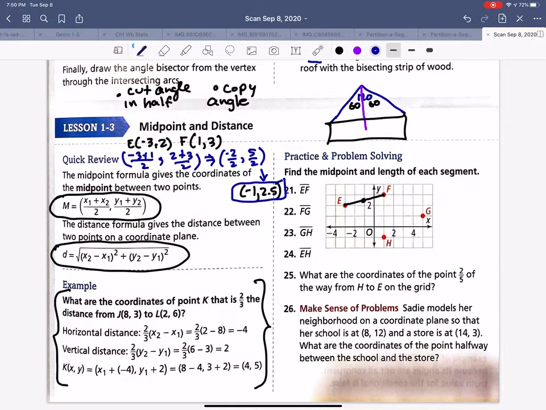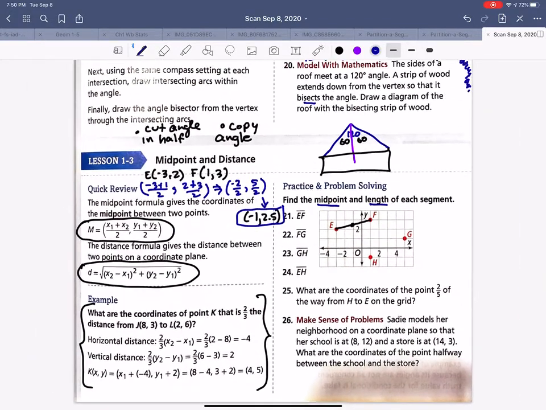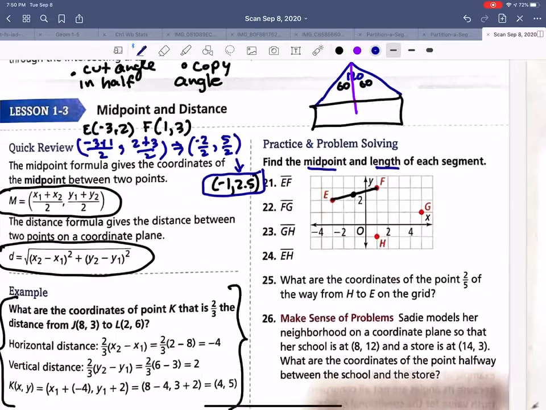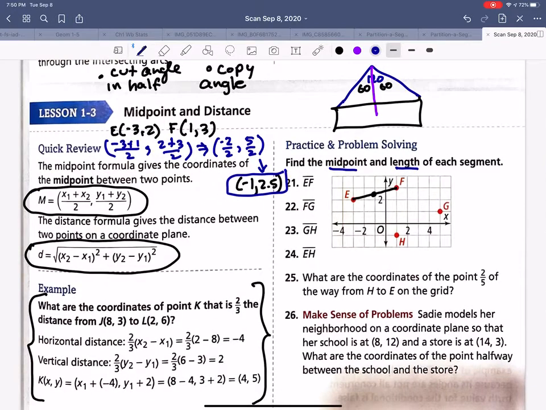Now, let's do 22. It says FG. Oh, it says find the midpoint and the length. Interesting. Okay. Well, I'm definitely going to have to work on another piece of paper. I'm going to run out of room. Let's find the midpoint first of FG. So if I look here, this one's easy. It's definitely right on there. So FG, I'm pretty sure, without using my formula, it is 3, 2.